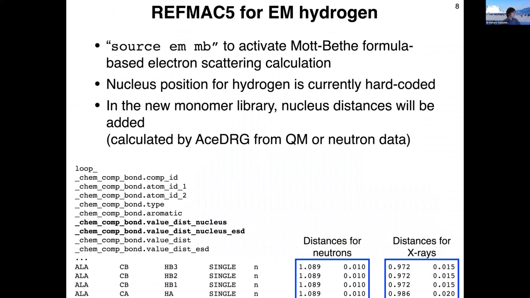In REFMAC, we can use Mott-Bethe formula-based electron scattering calculation throughout the refinement. For hydrogen atoms, the nucleus position is currently hard-coded, but the new monomer library, which will be released in the next update, will include the nucleus distances in the bond length section, so that any program can utilize this for neutron diffraction, X-ray diffraction and electron microscopy.